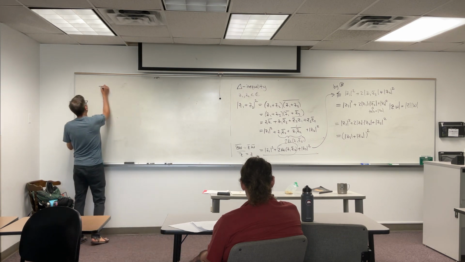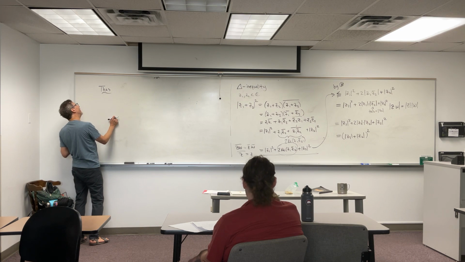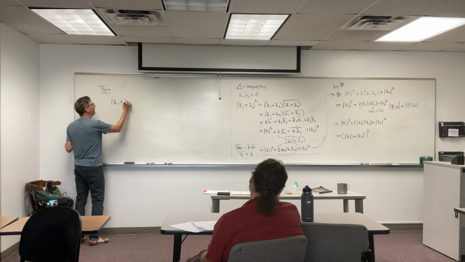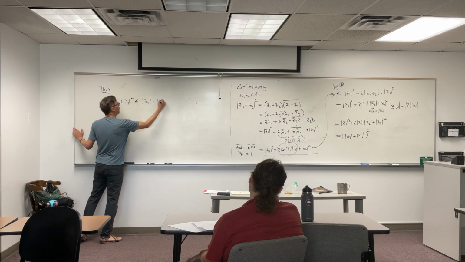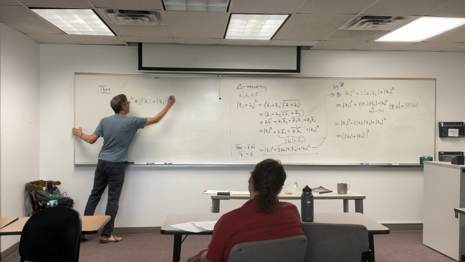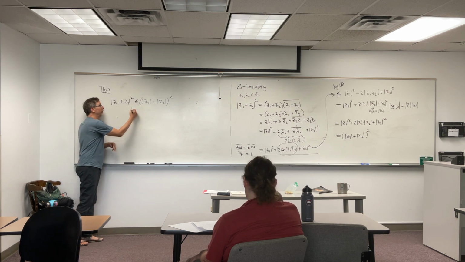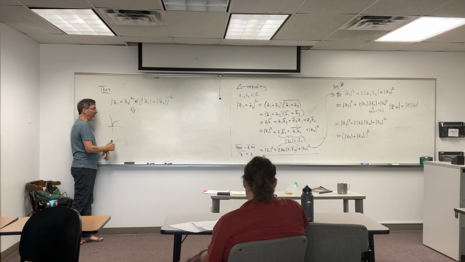So, thus, oh, I haven't written that in a long time. That feels good. So much joy. Thus, z1 plus z2 squared is less than or equal to modulus z1 plus modulus of z2, quantity squared. And I'm going to take the square root of each side. And since the positive square root is an increasing function, I can do this.